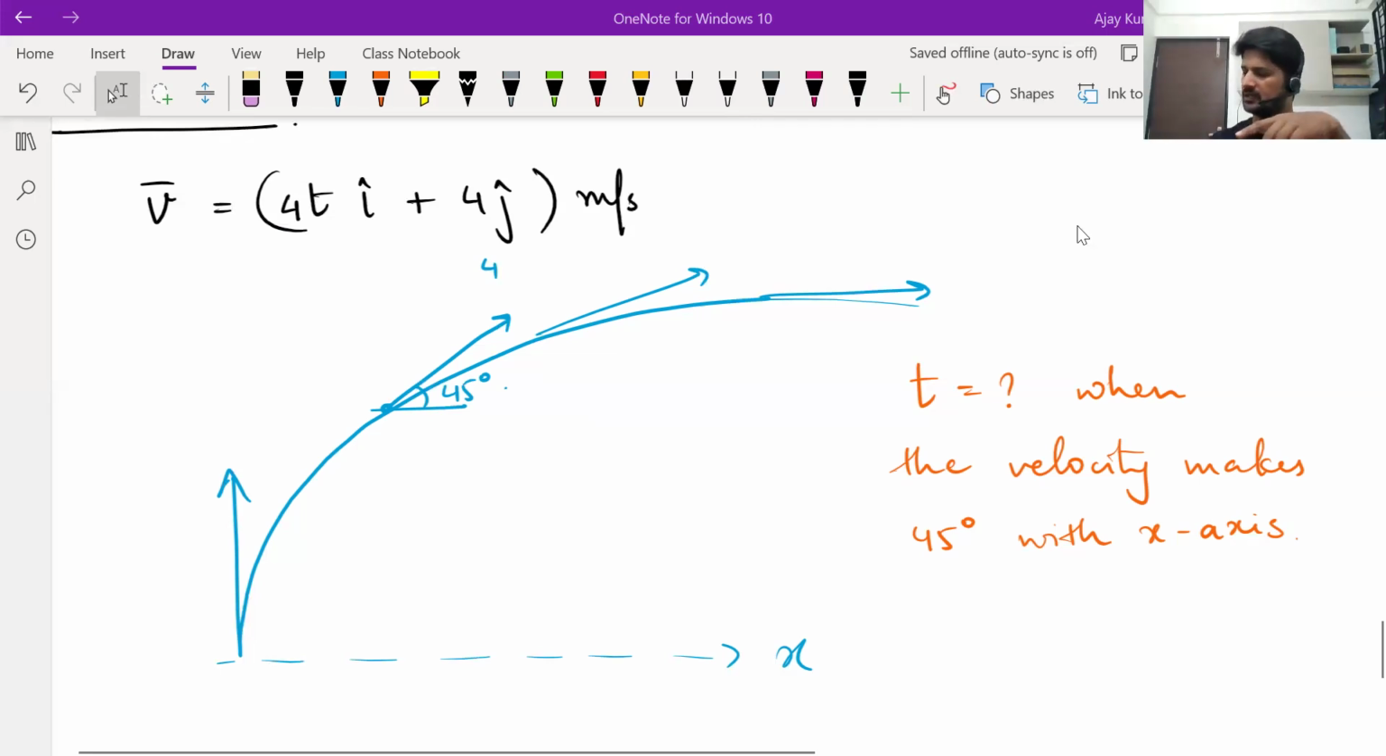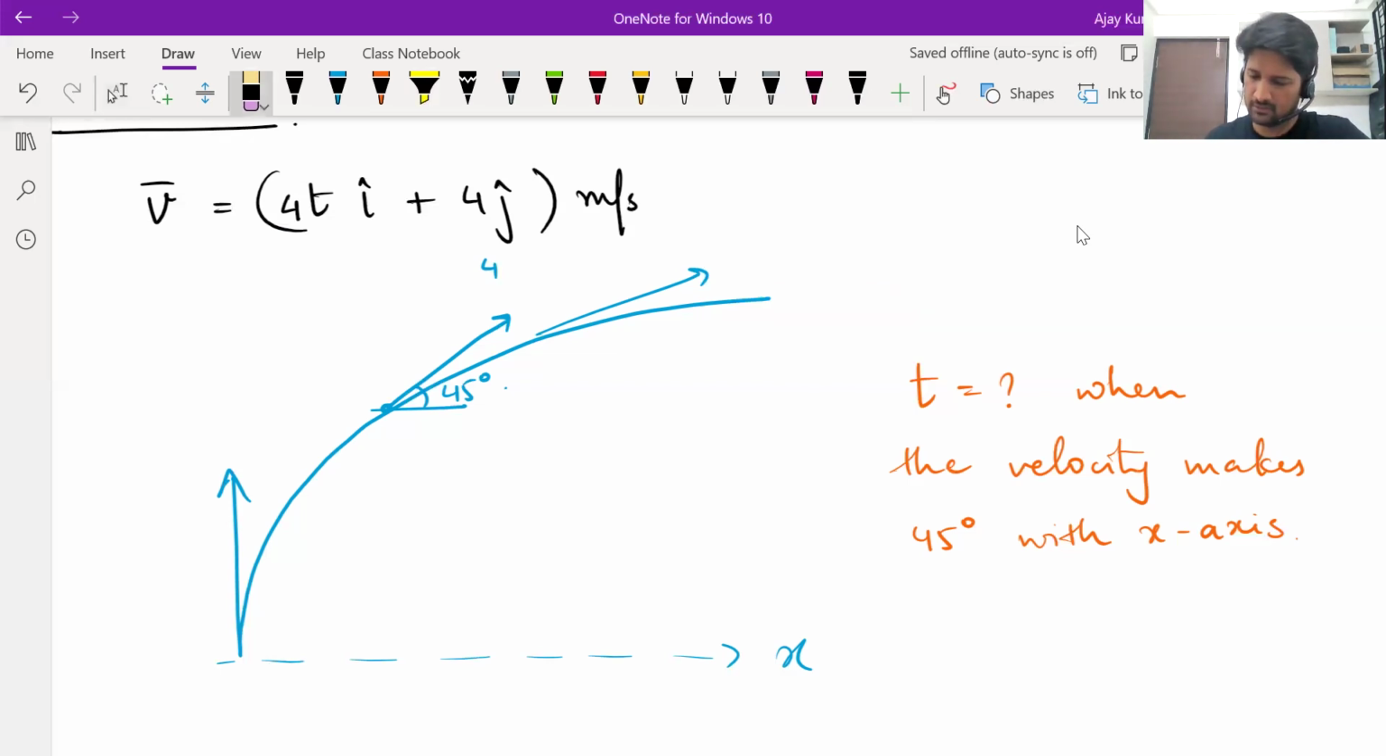I got two answers as 1 second. 1 second is correct. But can you tell the idea? Vanilla, how did you arrive at that answer?